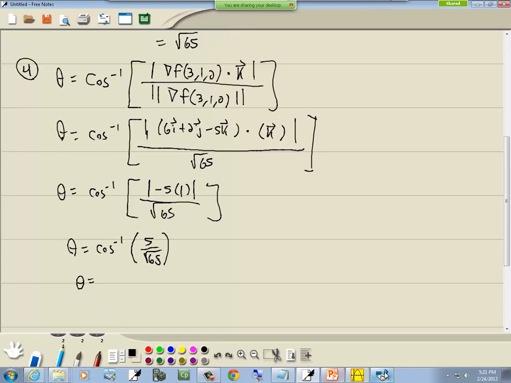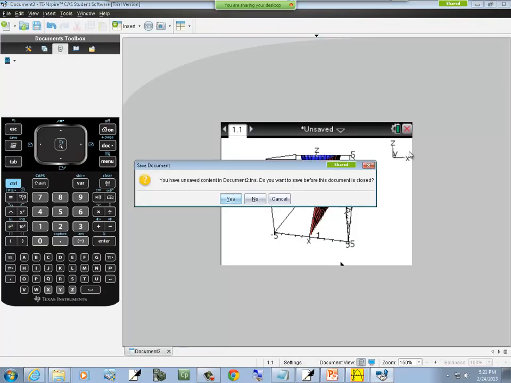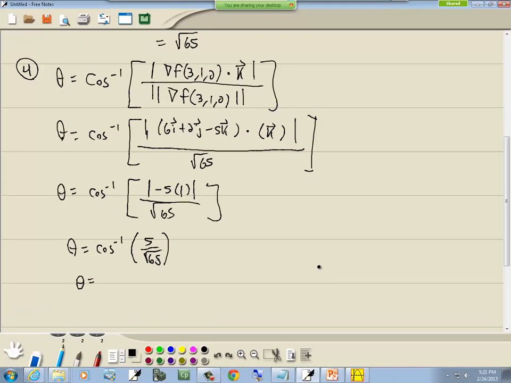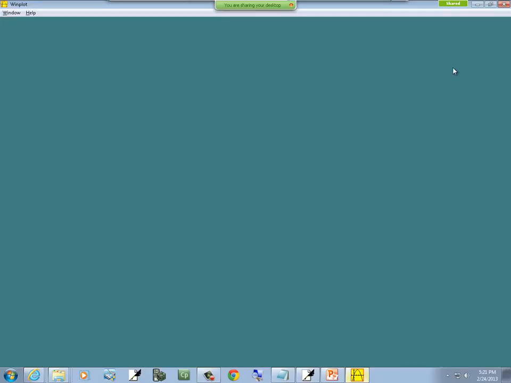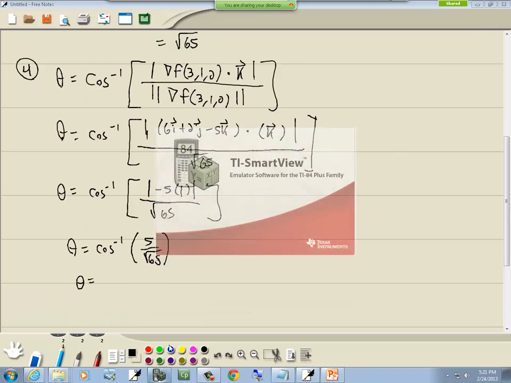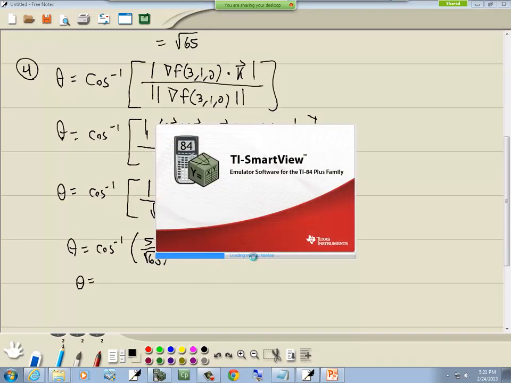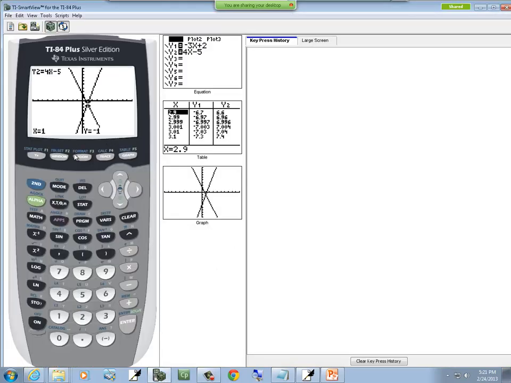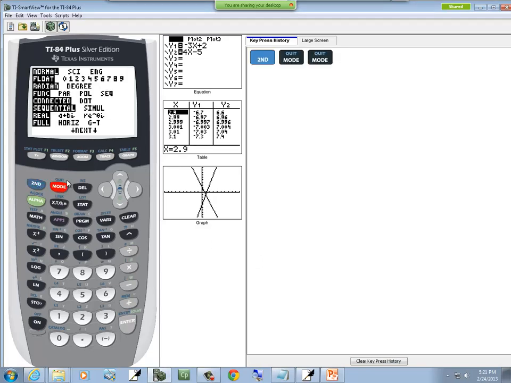I'm going to make sure I'm in degrees because I want to represent it in degrees. I think that's what the particular textbook did, if memory serves me right. And so I'll press mode. I'm in radians, so I want to down arrow to that line, right arrow, press enter on degrees, and then do a second mode to exit out.